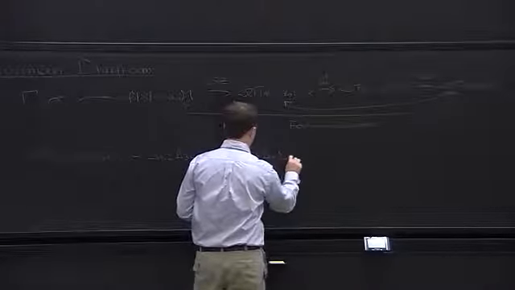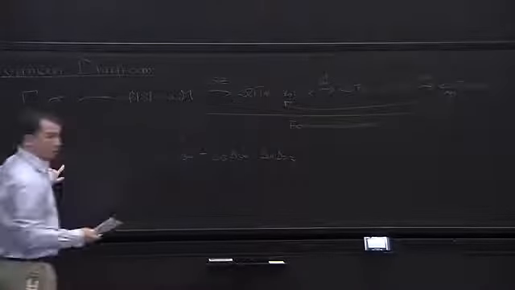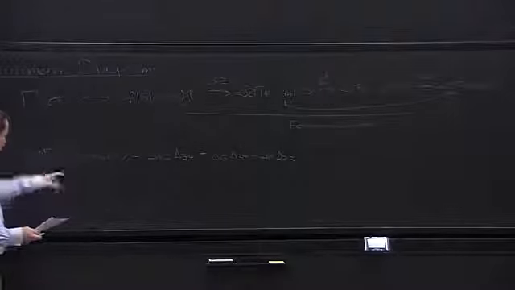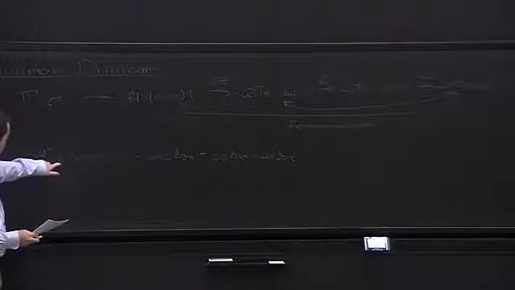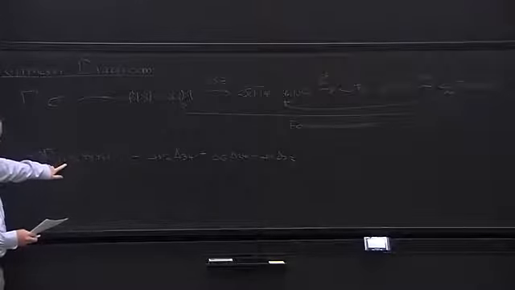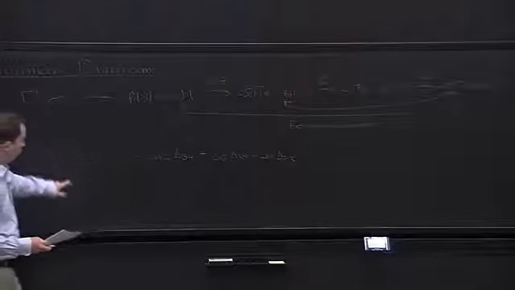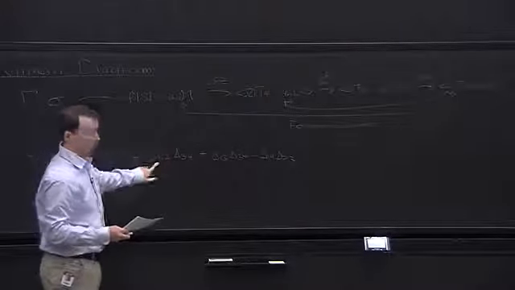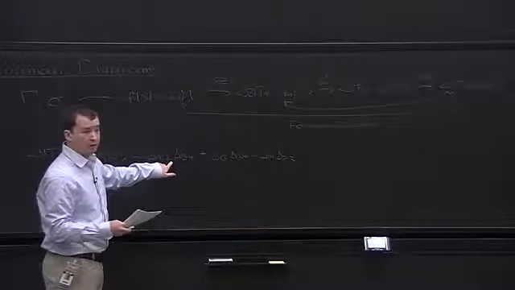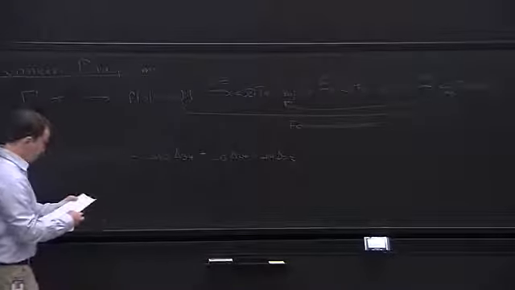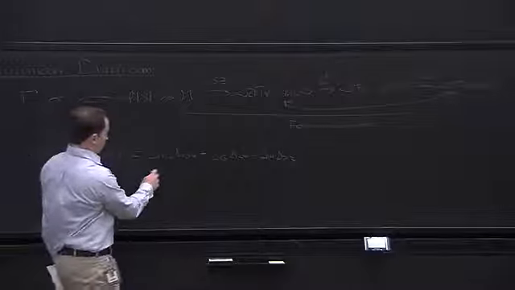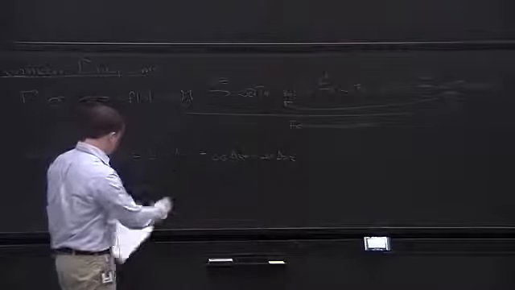And just as a reminder for the notation, phi sub 1 means phi of x1. This field is evaluated at the space-time point x1, and these are Feynman propagators from x1 to x2. So using that idea, we've got 4 space-time points here.